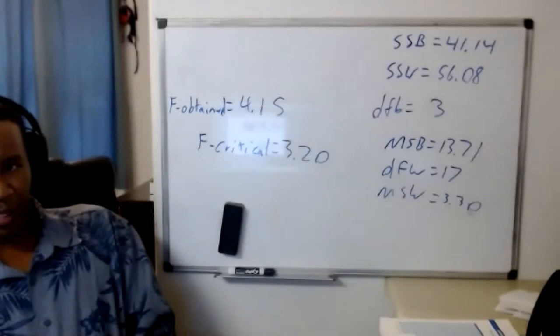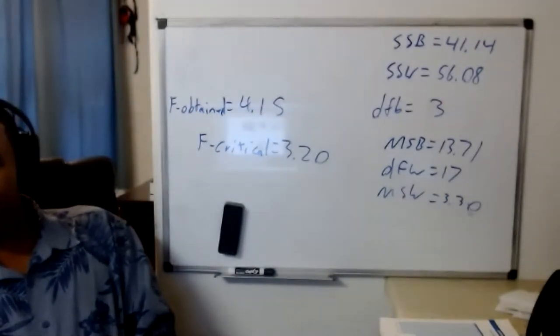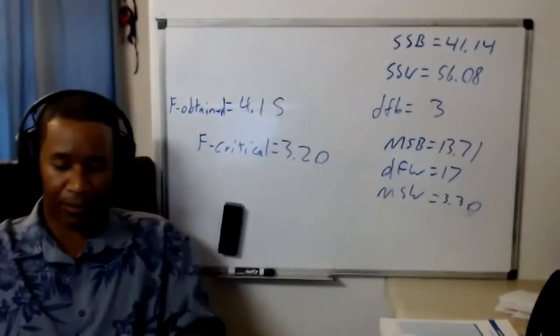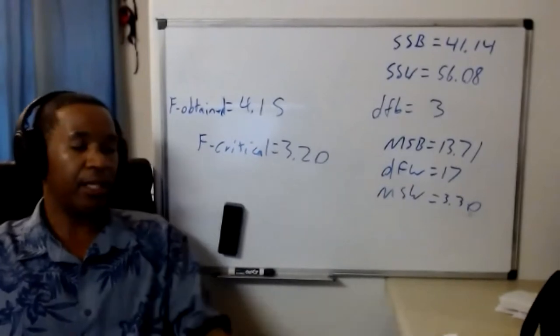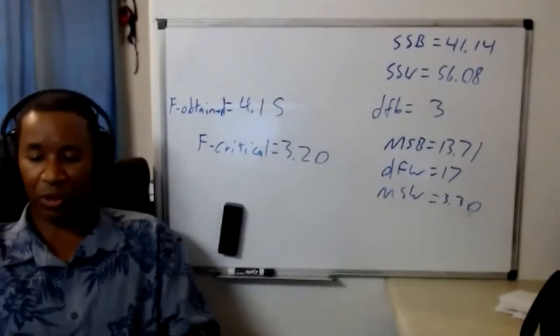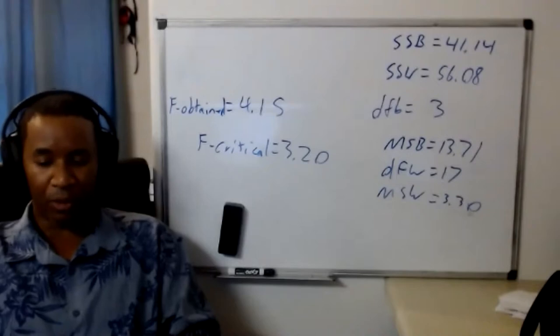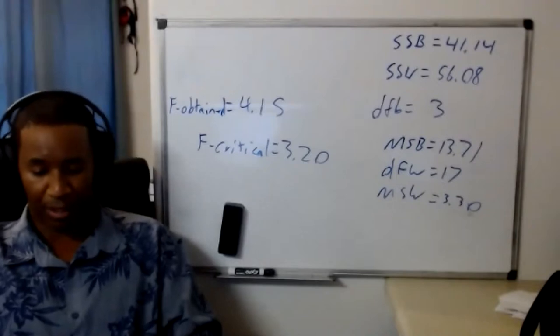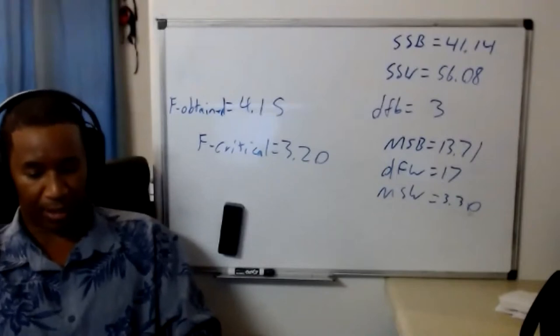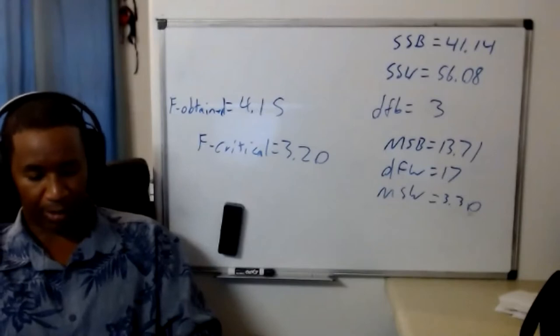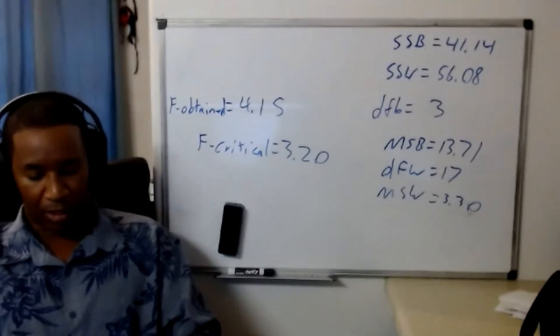Now, what I want y'all to do right now is jump over to the next page of the Appendix E, and tell me at the 0.01 alpha level, what is our new F critical? Same DFB, so same DF1, same DF2, DFW, so 3 and 17. I want you to tell me what our new F critical is at the 0.01 alpha level.